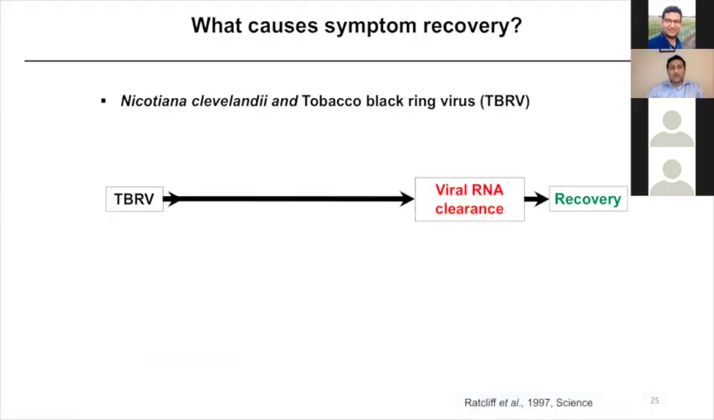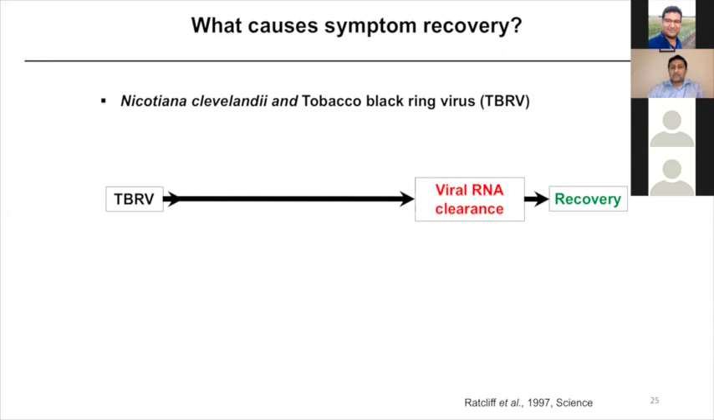So now we all know what symptom recovery is. This phenomenon of symptom recovery has been observed in several plant virus interactions. It was first reported in the early 20th century. But the mechanism underlying symptom recovery was discovered only in the late 1990s. Dr. David Baulcombe's lab in Cambridge was studying the interaction between tobacco black ring virus and Nicotiana clevelandii plants. They observed that the recovered leaves contained lower levels of viral RNA. So what they found is that the viral RNA is getting cleared in the recovered leaves.